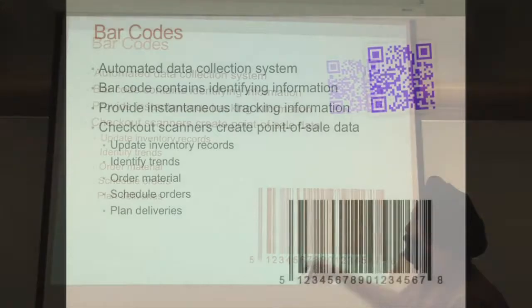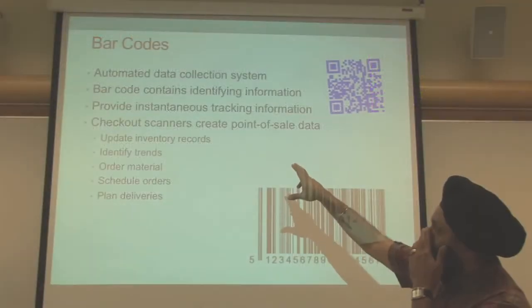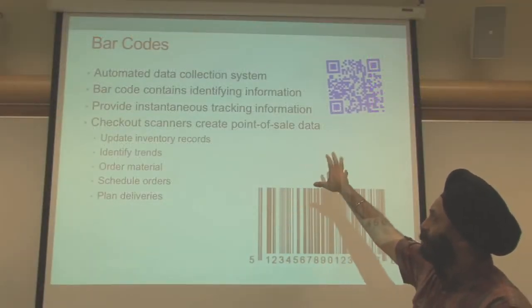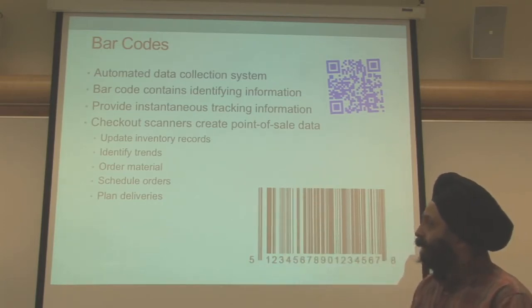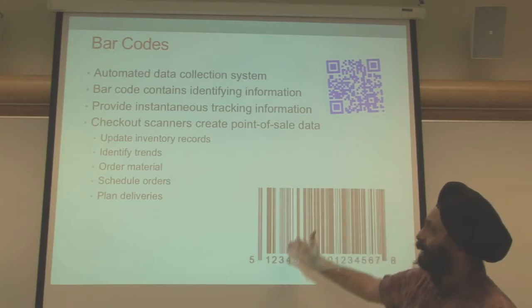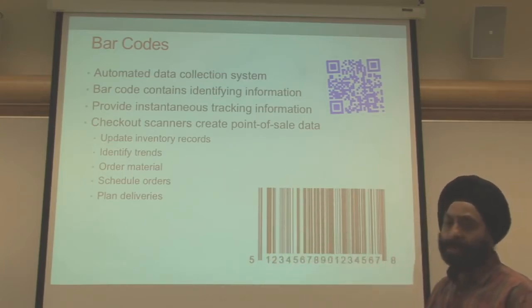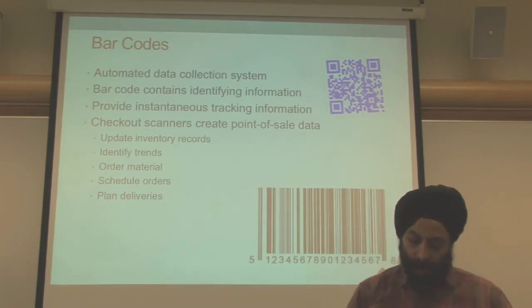Barcodes, which could be in a 3-dimensional or 2-dimensional format, are automated data collection systems. They contain identifying information and provide instantaneous tracking information for where the products are. Checkout scanners create point of sale data, update inventory records, identify trends, order materials, schedule orders, plan deliveries. All those can be done through barcodes much more quickly.